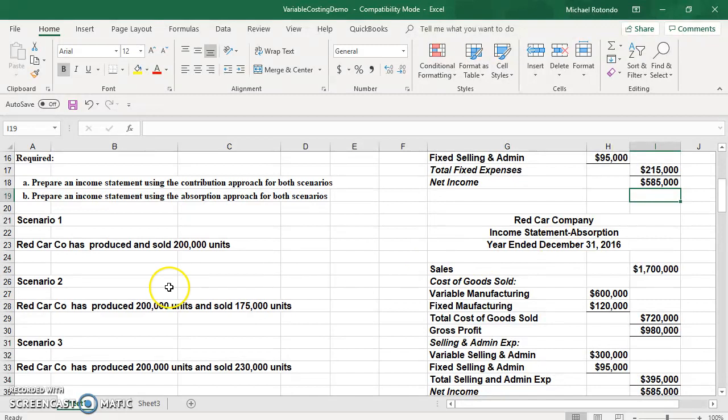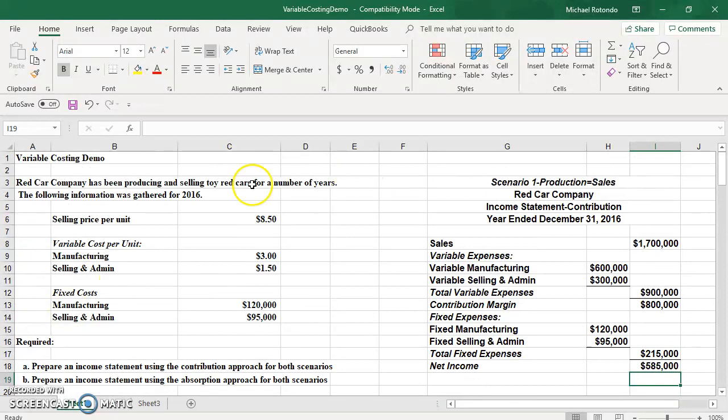But what happens if production exceeds sales, which is the normal circumstance, right? Companies don't always sell out of every item they produce. So in scenario two, it tells us that Red Car has produced 200,000 units, but sold 175,000.